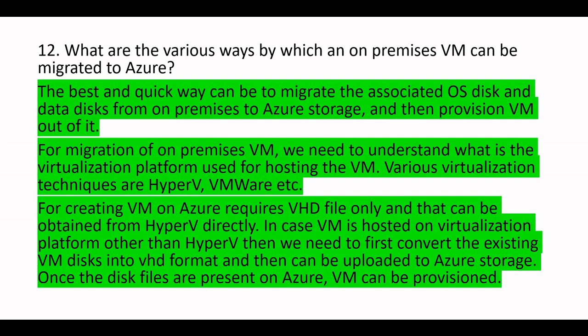What are the various ways by which an on-premise VM can be migrated to Azure? So there are various ways, and the best and quickest way can be to migrate the associated OS disks and data disks from on-premise to Azure storage and then provision the VM. So we can migrate the OS disks and data disks which are present in your on-premises VMs to Azure, and then we can make a virtual machine from that.